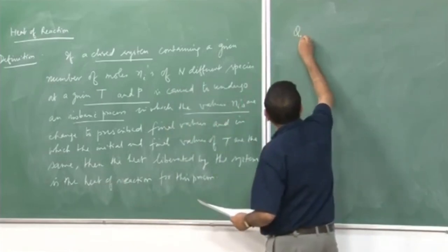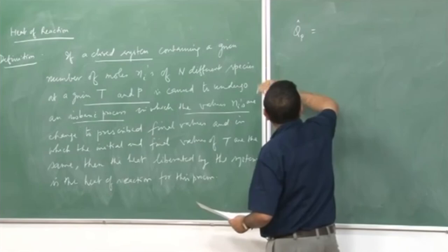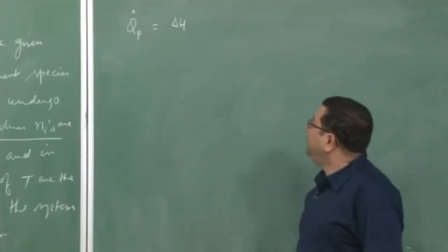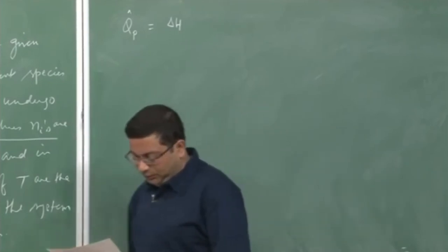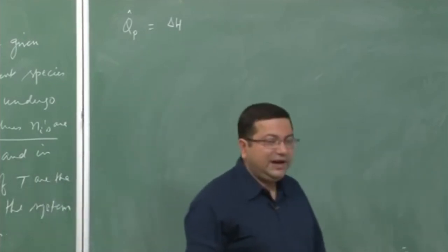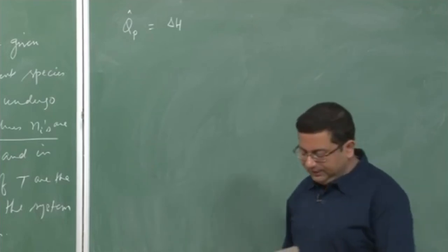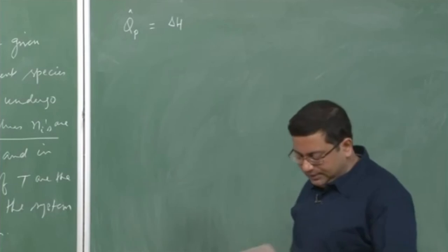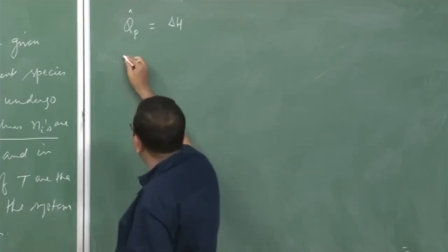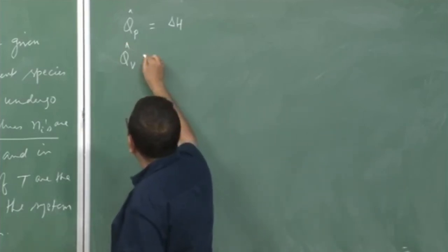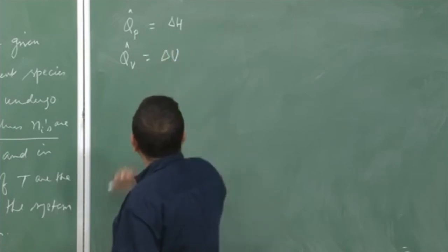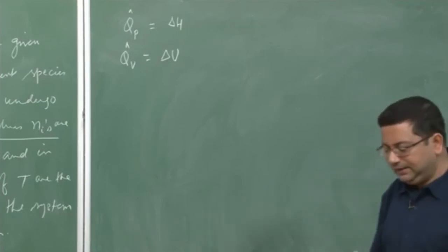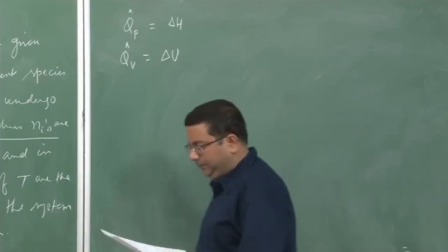From thermodynamics, we know that for a constant pressure process, the change in heat is equal to the change in enthalpy. So, heat transfer is equal to the change in enthalpy. So, for a constant pressure, no flow reaction, heat liberated is equal to the change in enthalpy. This we have seen in basic thermodynamics. On the other hand, for a constant volume process, the heat liberated is equal to the change in internal energy. That also we have seen in thermodynamics.